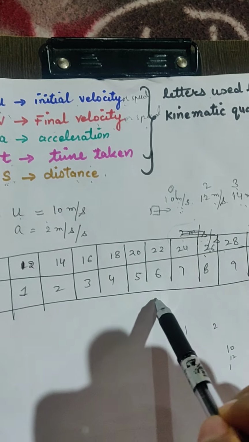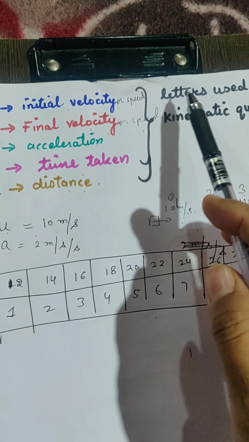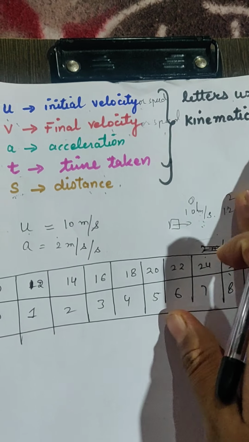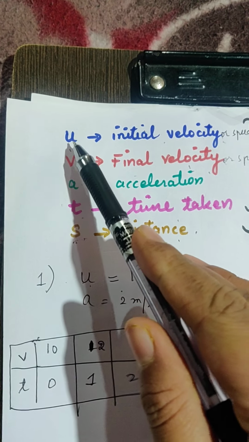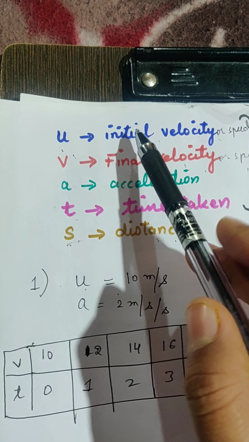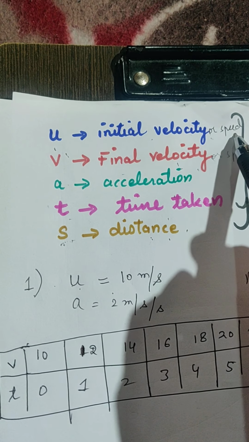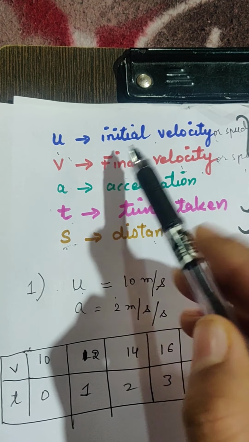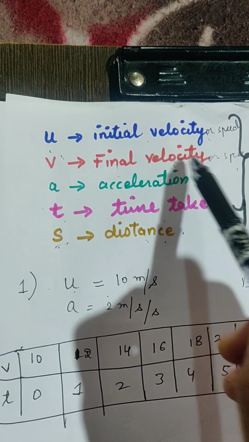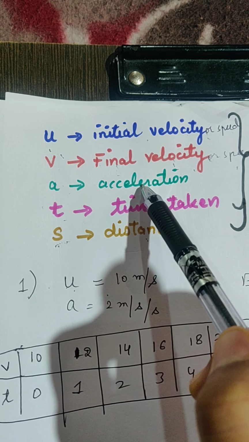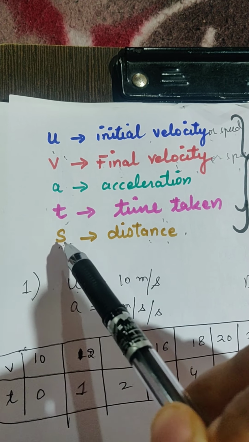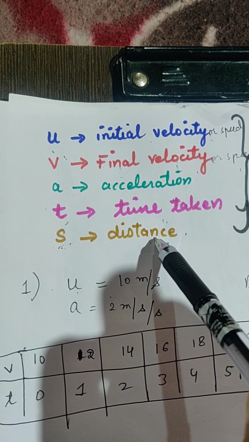Before telling your mistakes, let me make the letters used for kinematic quantities clear to you. So, u is used to denote initial velocity or speed. v is used to denote final velocity or speed. a is for the acceleration, t is for the time taken, and s is for the distance.